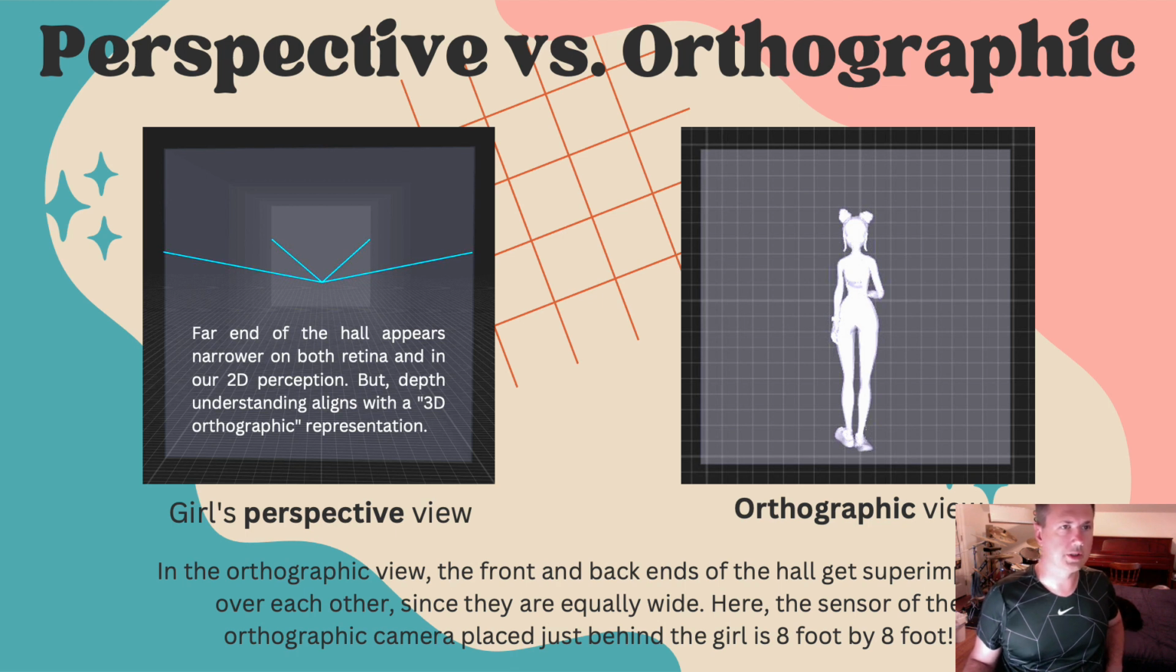So to the girl, she sees this on the left. She sees the back end of the hall compressed. The front end is larger.